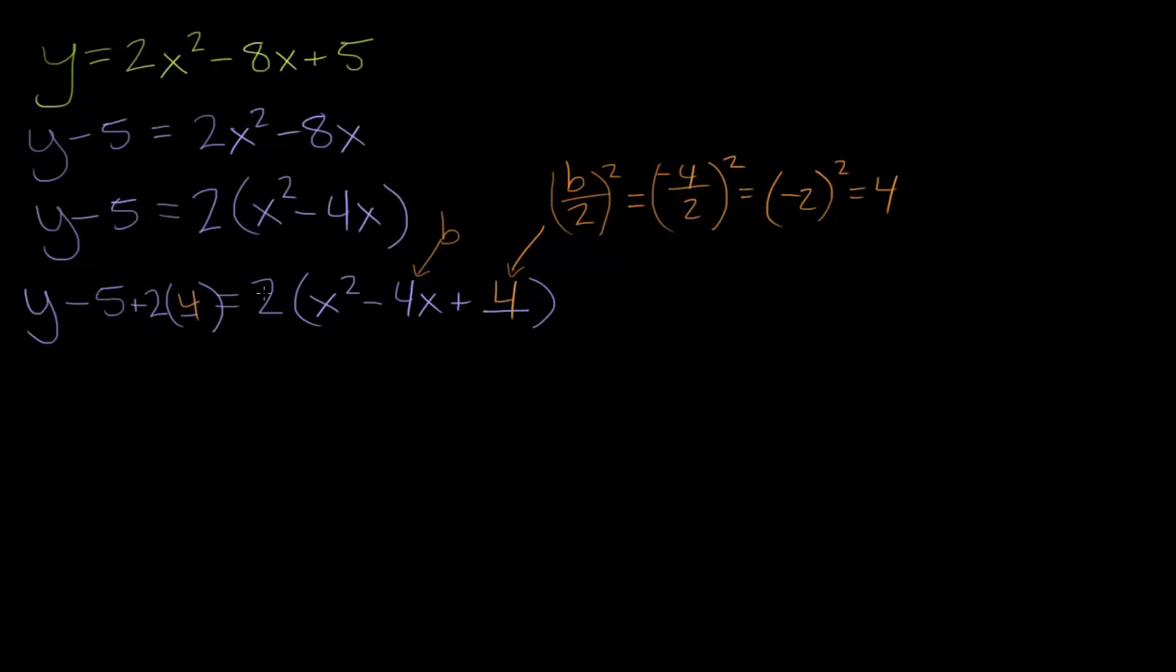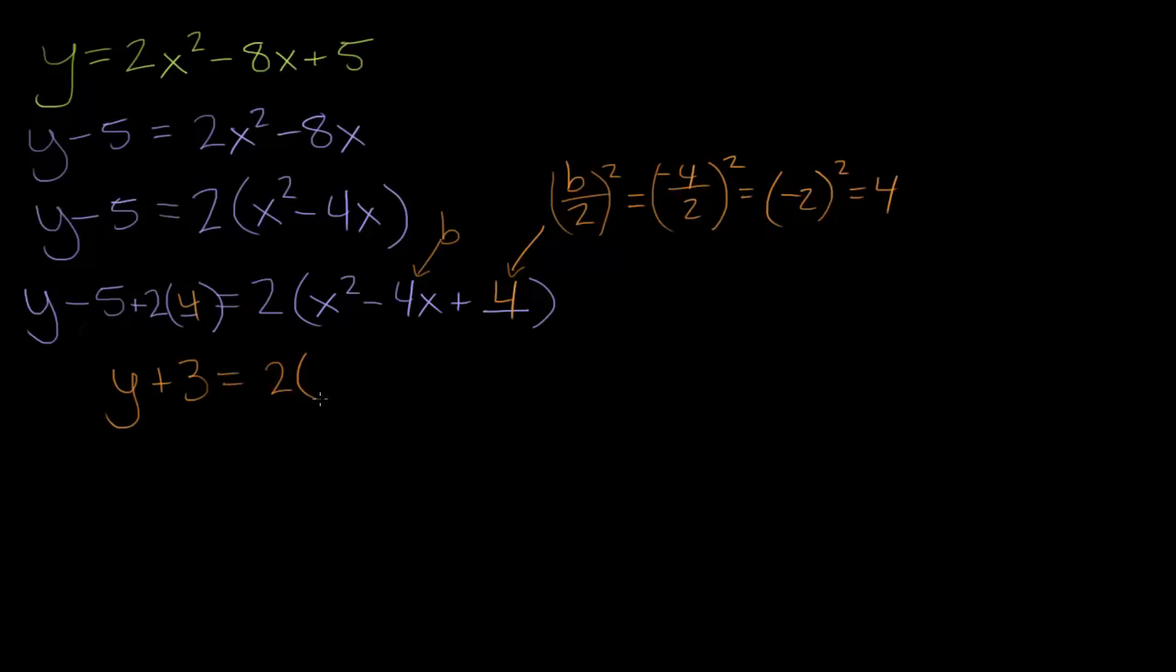But remember, that's really 2 times 4. We really added a value of 8 to this side of the equation. And that's what we're adding over here: 2 times 4, or 8, to this side, keeping it balanced. So negative 5 and 8 gives us positive 3.